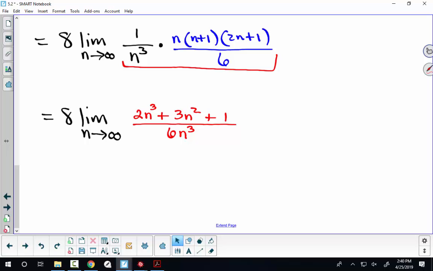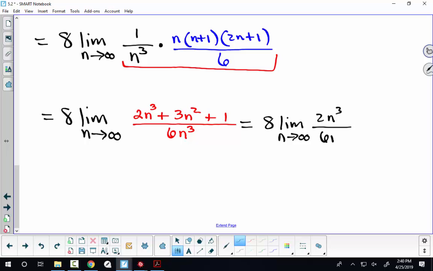You'd have to use L'Hopital's rule a couple of times there, but from chapter 2, all we have to do is look at the leading term over the leading term, because it's a limit at infinity on a polynomial expression. So that's equivalent to the limit as n goes to infinity of 2n cubed over 6n cubed. And so that limit just turns into 2 over 6 or 1 over 3, which is 8 over 3.